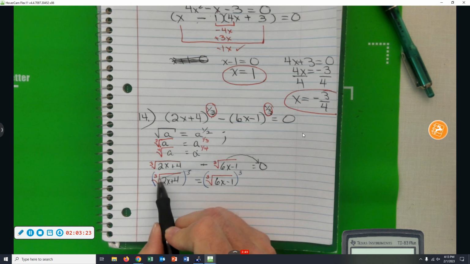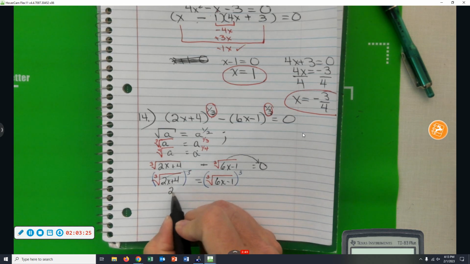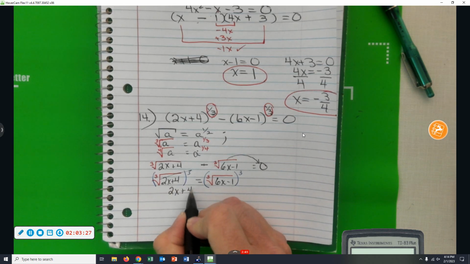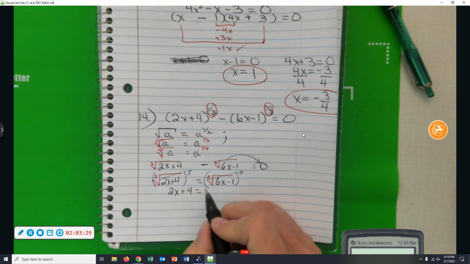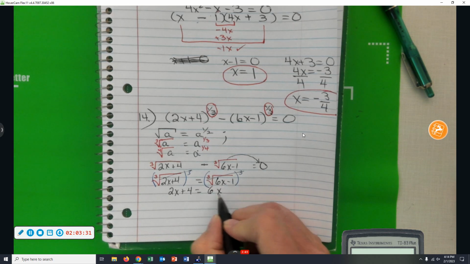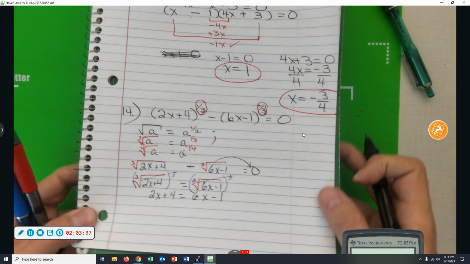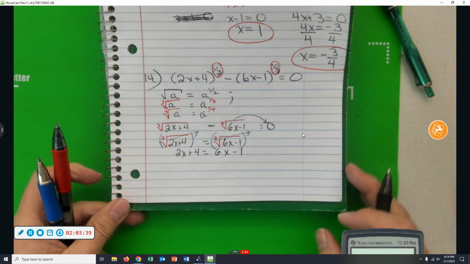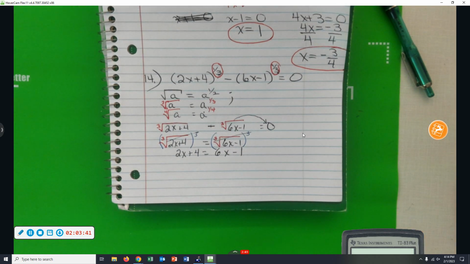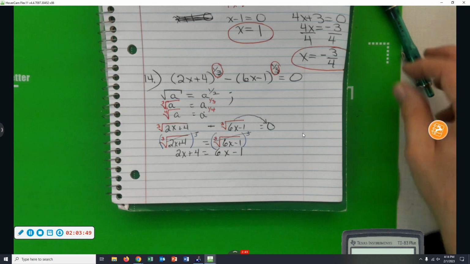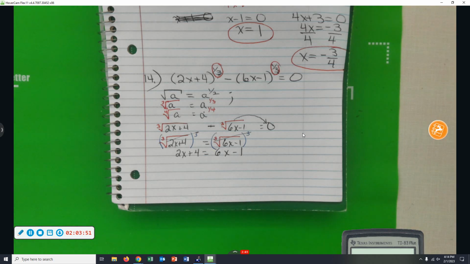And what are we going to have? Plus 4, 6x minus 1, equals 6x minus 1. This is a linear equation, so all you have to do is isolate the variable. How do you want to move the stuff around? Either put all the x's on the left or on the right. There's no incorrect answer.